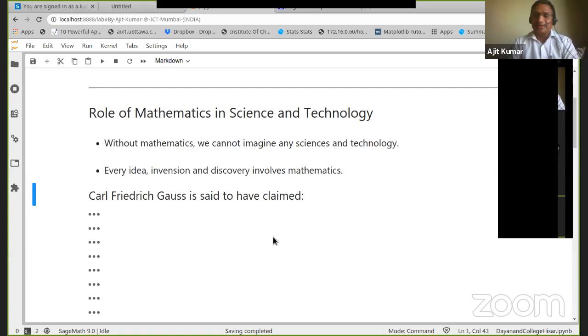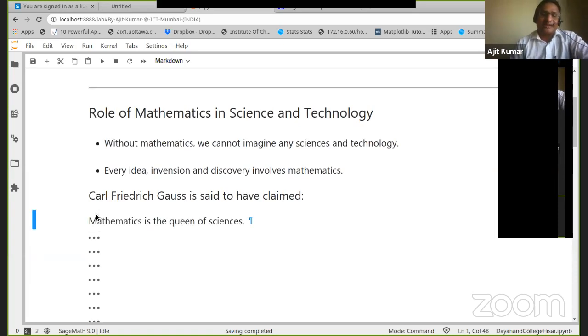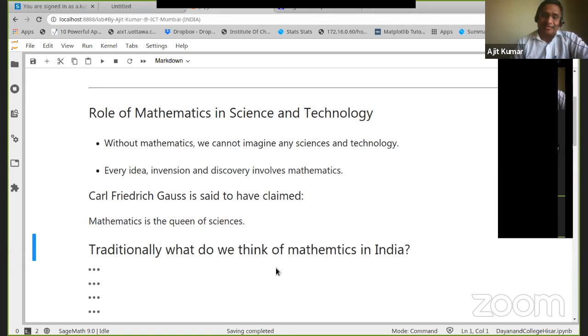Gauss, a famous mathematician, once said, mathematics is the queen of sciences. I'm sure he must have had some reason, and we all believe that, right? In fact, somebody also says mathematics is not just the queen, it's the mother of all sciences. Traditionally, in India, mathematics is regarded very, very highly.